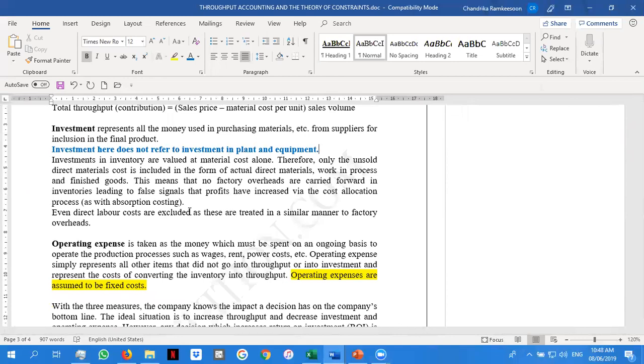See, what that means is, in your stores department, the investment, let's assume we were doing a balance sheet under throughput accounting.